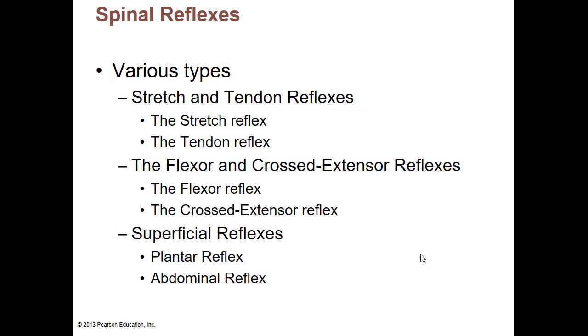Now, some that we can test quite easily, we group into pairs. The first one is called the stretch and tendon reflex. One, we're going to stretch out a muscle and see what the reaction is. And the other one's a tendon reflex, where we're going to create tension. They both start with a T. In the tendon reflexes, we're going to create tension on a muscle and look to see what happens. Then we'll have the flexor and cross-extensor reflexes, and then our superficial ones we can see from the skin.